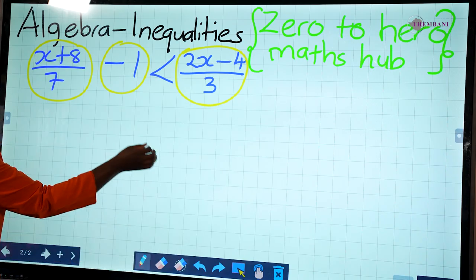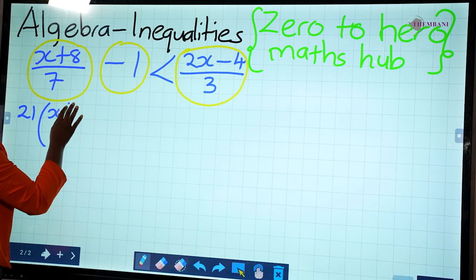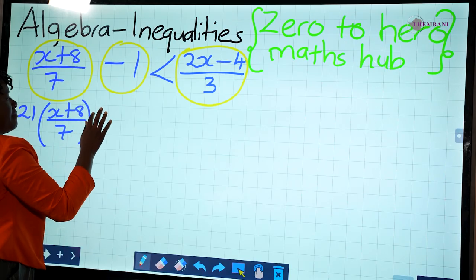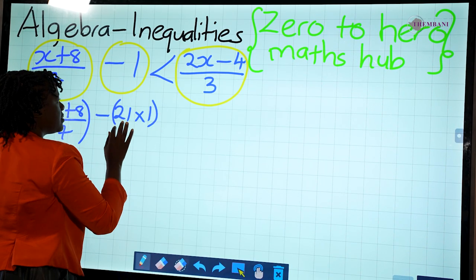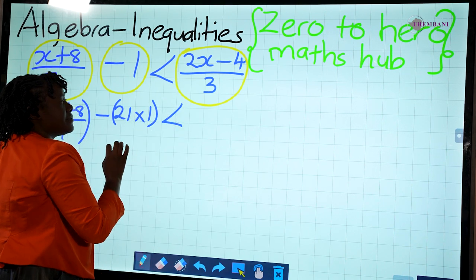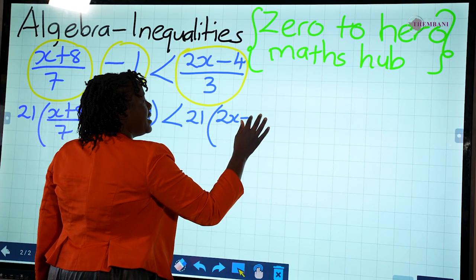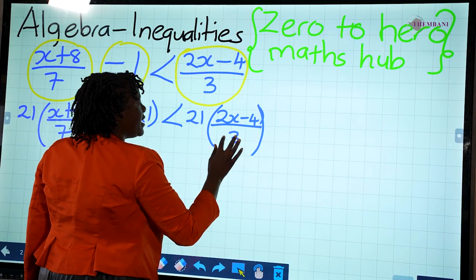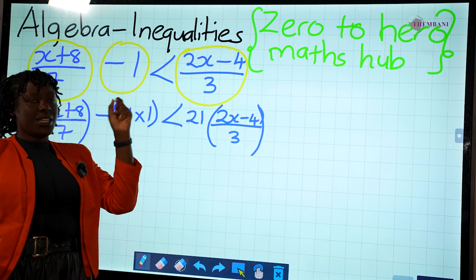So I'm saying 21 bracket x plus 8 over 7 minus 21 multiplied by 1 is less than 21 bracket 2x minus 4 all over 3. So I'm dividing this denominator into this numerator. Also, I'm dividing this denominator into this numerator.